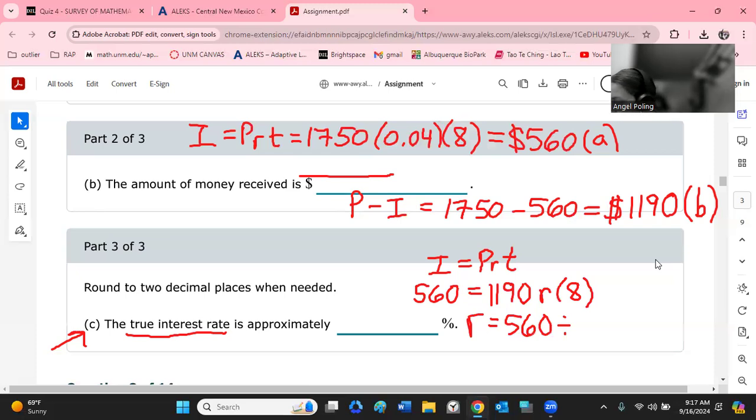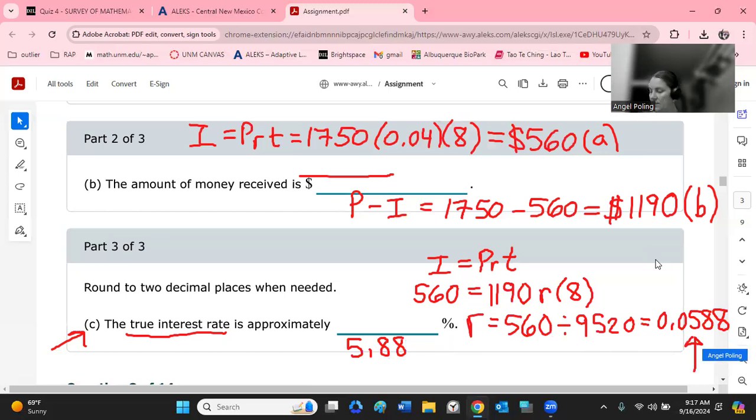Okay, so R is 560 divided by 1190 times 8. 560 divided by 9,520. That gave me 0.0588. And then you have to turn it back to a percent, right? So the percent location is that second one in the hundredths place. So it's 5.88%. And then that's your answer for part C.